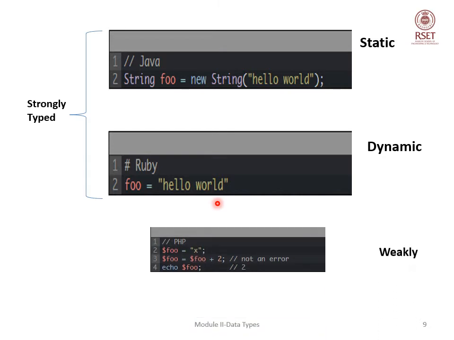Then in the case of weakly typed language, in PHP, the same variable foo is assigned x first, but in the very next line, 2 is added to it. We may expect an error, but since it is a weakly typed language, it will return 2 as the answer, meaning foo was assigned the type of int at runtime.